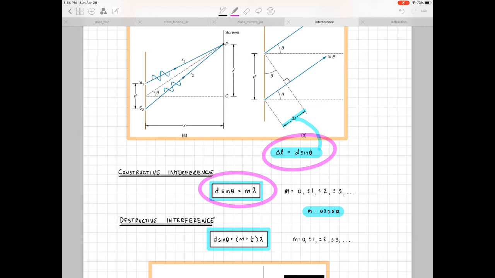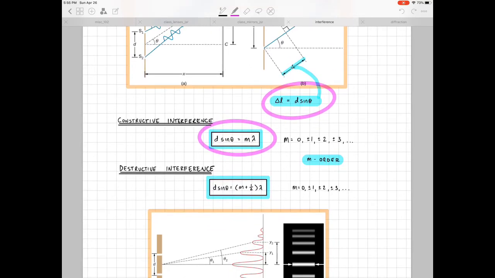It could be 0, where the two waves travel the exact same distance, and that would be hitting the screen essentially directly horizontal from the slits. But then any integer value, so one wavelength, two wavelengths, etc., will result in constructive interference at the screen.